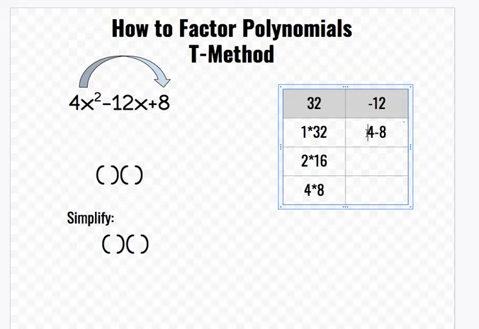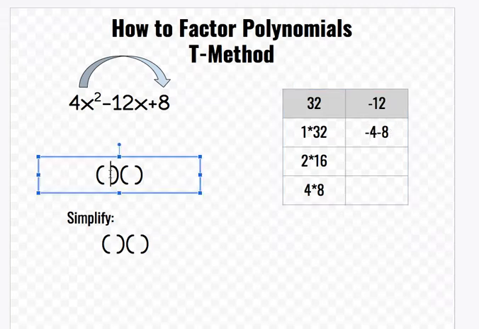So in order to make negative 12, I need to add them together. Because I need to add, both need to have the same sign. So both of them need to be negative to give me that negative 12. If it was a positive 4, you would have to subtract them because they're opposite signs. So it needs to be a negative 4 and a negative 8. So right here in your parentheses, you're going to write your two answers, negative 4, negative 8.